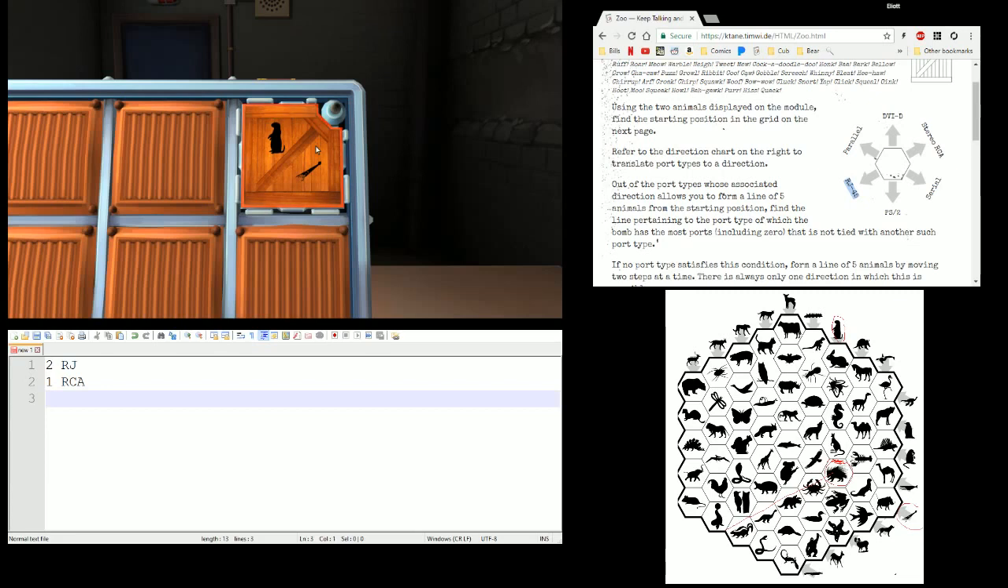So let's see if I can do it without getting a strike this time. Porcupine, crab, triceratops, longneck, skunk. Porcupine, crab, triceratops, longneck. There we go. That's 3, that's a green light, we're done.